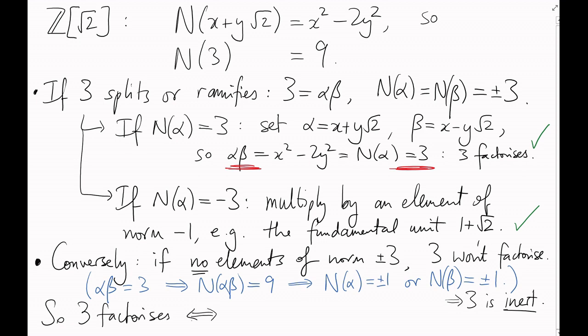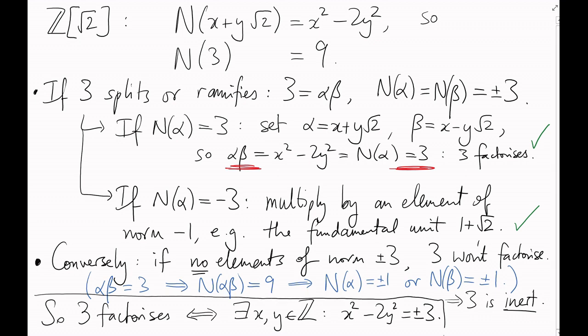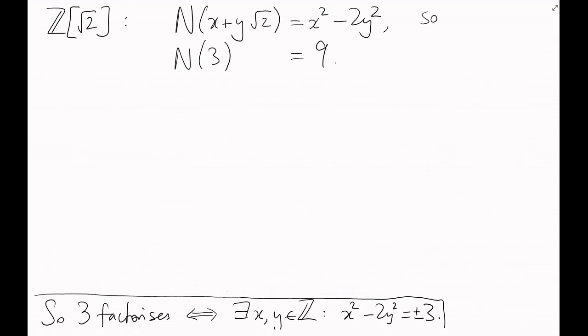3 factorizes if and only if there are integers x and y such that x squared minus 2y squared equals plus or minus 3. So that's how we'll approach this question. Do such integers exist? I'm going to show that they don't.